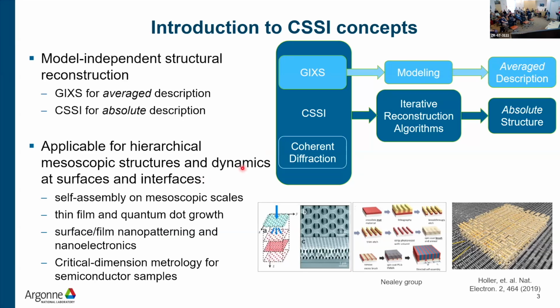So potential applications are for any kind of hierarchical mesoscopic structure on the surface. This can include self-assembly on the mesoscopic scales, thin film, quantum dot growth, or nano patterns. And recently, you can apply this to critical dimension metrology for semiconductor samples.